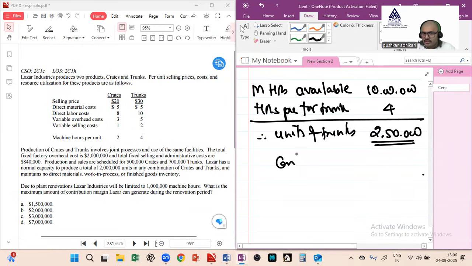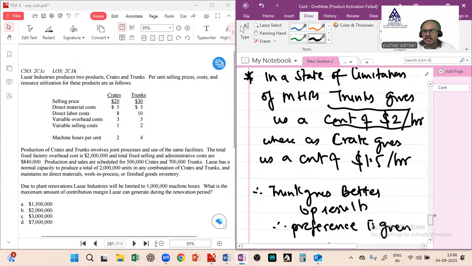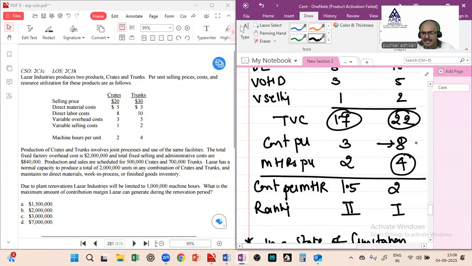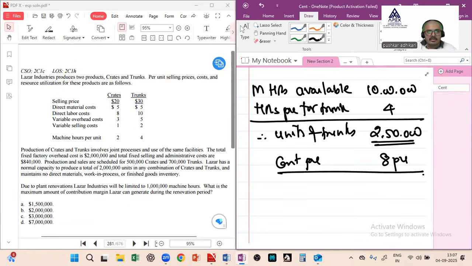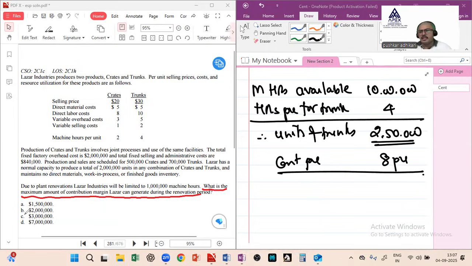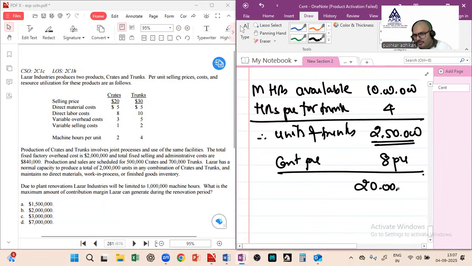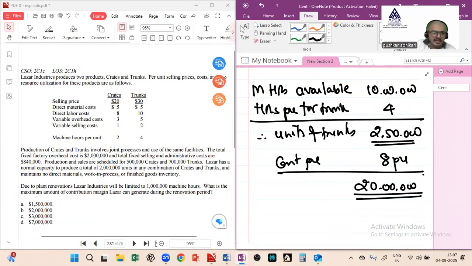units of trunks and contribution per unit, we have calculated the contribution per unit of trunks to be how much? It is 8 per unit. So now what is our total contribution? They are asking us in the question, what is the maximum amount of contribution margin? The maximum contribution margin that you can generate here is 2 million, that is 20 lakhs. And that is your answer right here. Please try to understand, that is going to be the answer.